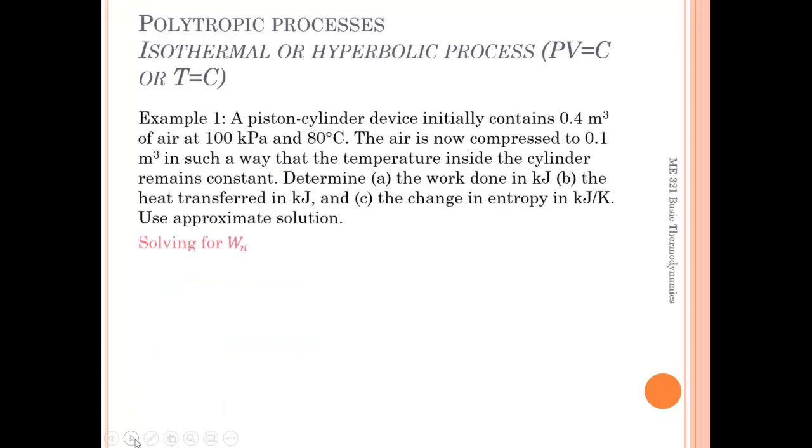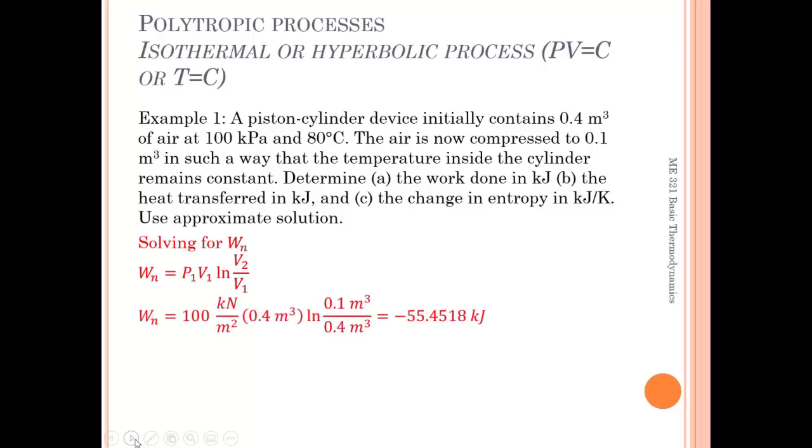Now let's solve for the non-flow work. W sub n can be solved using the formula that we derived in the previous lecture video. Substituting all known values in the formula, we will get negative 55.4 kilojoules as the value of the non-flow work. Next, we solve for the amount of heat transferred. Since we know that heat is just equal to the non-flow work during an isothermal process, then Q will also be negative 55.4 kilojoules.